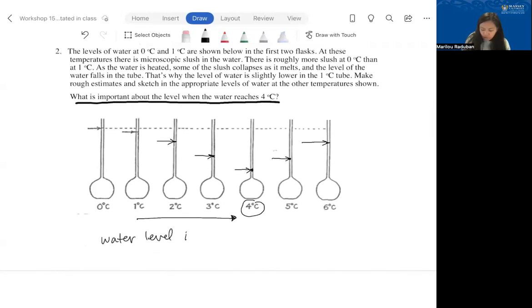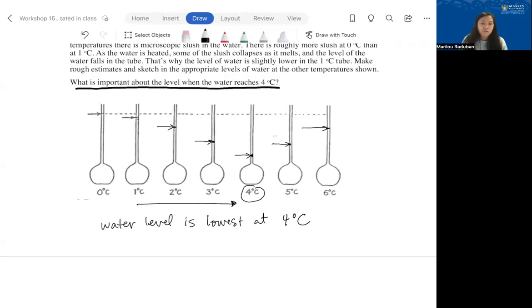Water level is lowest at 4 degrees Celsius. That's also where the density of water is greatest, at 4 degrees Celsius. And again, that's because water contracts as its temperature is lowered towards 4 degrees Celsius. At 4 degrees Celsius, ice crystals start to form, and the formation of the ice crystals makes the water expand as it freezes, and the temperature lowers towards 0 degrees Celsius.